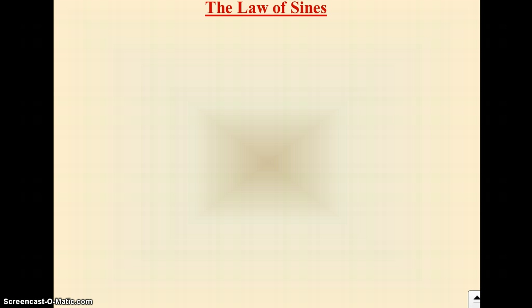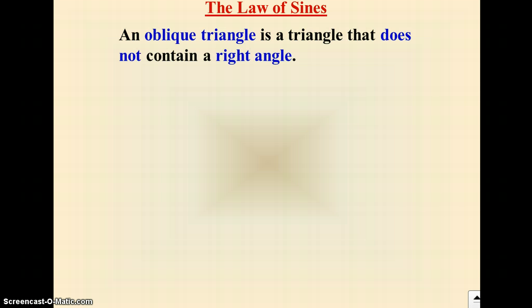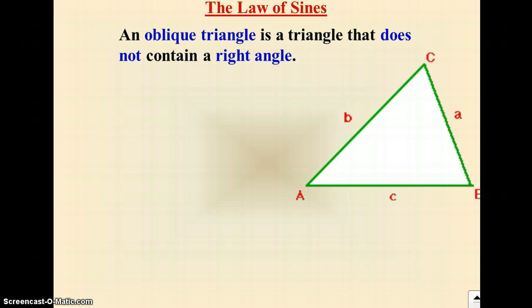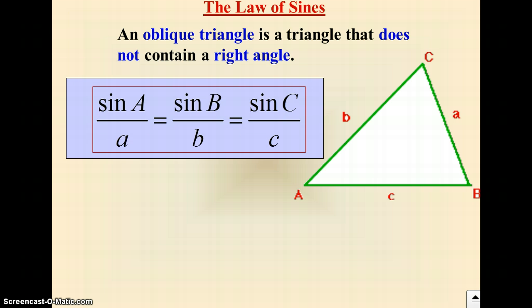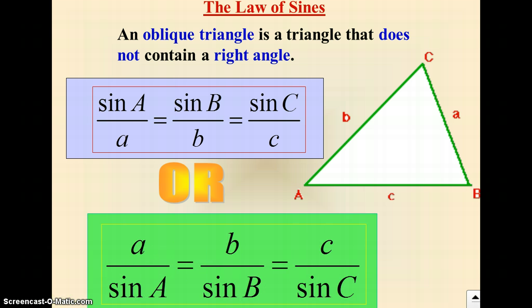So to use the law of sines, we're going to use that on any oblique triangle. Oblique triangles do not have a right angle in them, as in this example. The thing we want to do is use this sine law, and there are two ways to state it. We can have all the sides in the denominator and the angles in the numerator, or all the sides in the numerator and the angles in the denominator. Whichever way you want to write it, they're both going to work. I try to make sure my unknown is in the numerator.